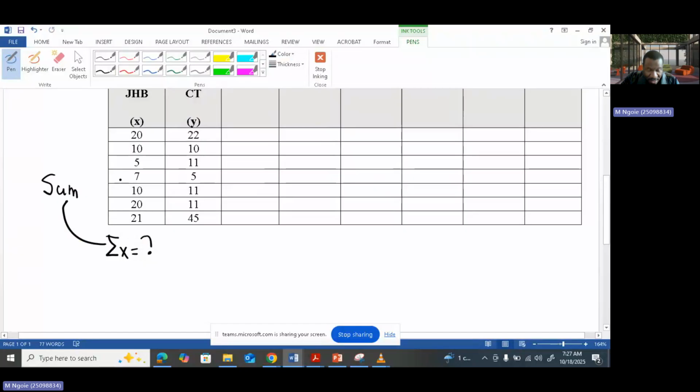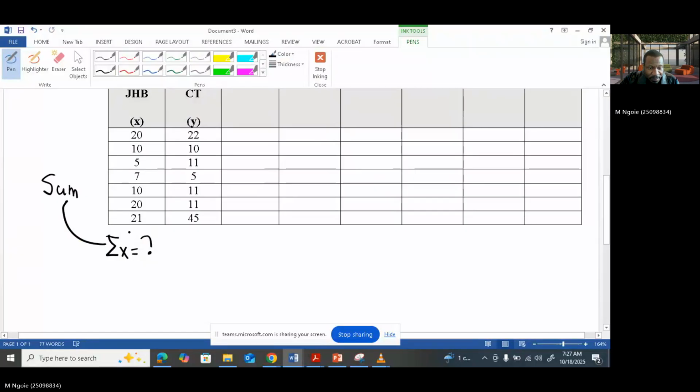So it's going to be 20 plus 10 is 30, plus 5 is 35, plus 37, 35 plus 87, plus 21.